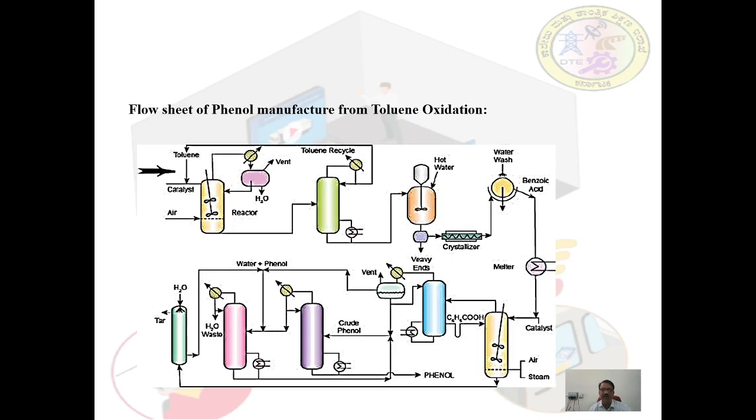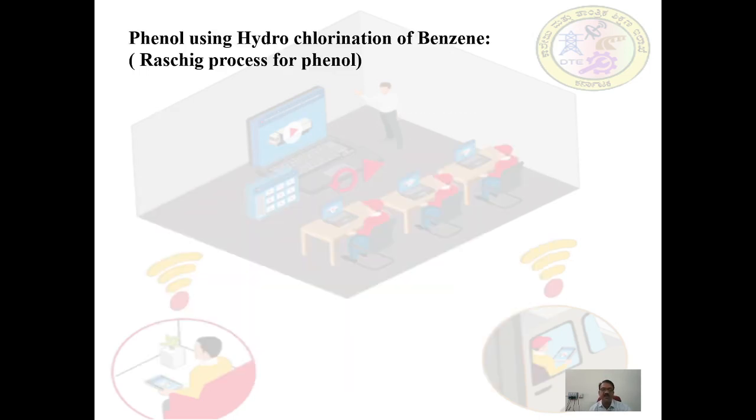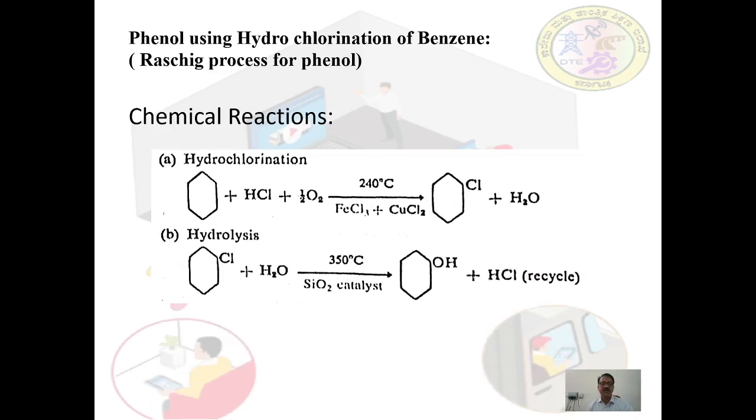Next we will discuss another process, that is phenol using hydrochlorination of benzene, also known as the Raschig process for phenol. Let us see the chemical reactions. So these are the chemical reactions taking place in the Raschig process or hydrochlorination of benzene process.